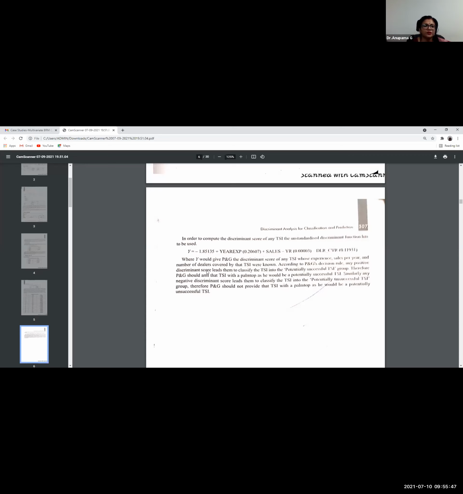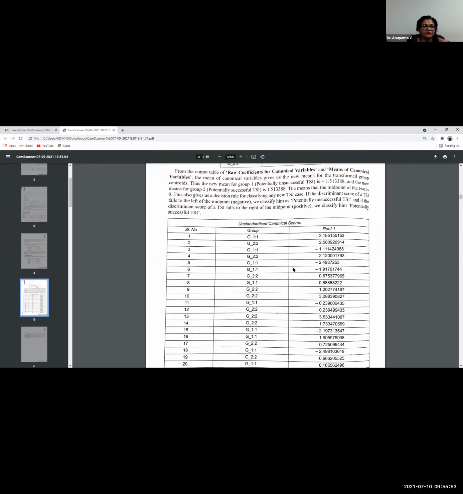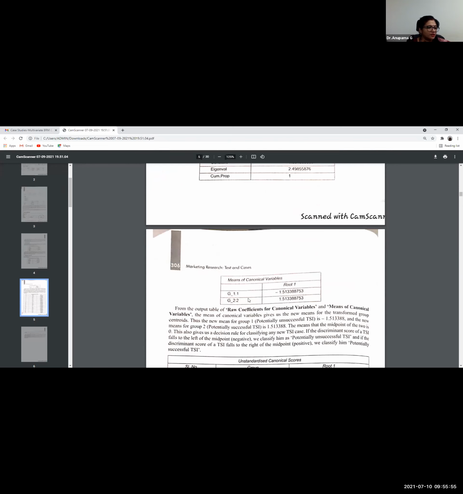So here Y would give the discriminant score for any TSI, and the discriminant score must fit into one of these groups. What is that? You will have to see the canonical means of the canonical variables. Calculation is not required. You have to see the scores will vary between minus 1.5 to plus 1.5. When the value of Y is towards minus 1.5, you categorize that as the first group TSI, and if the Y score is more towards the positive value, plus 1.5, it will be categorized into the second group.